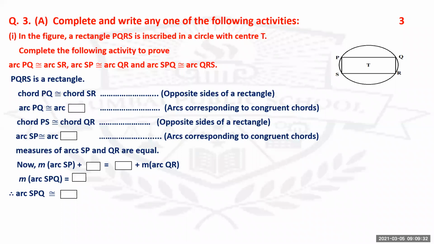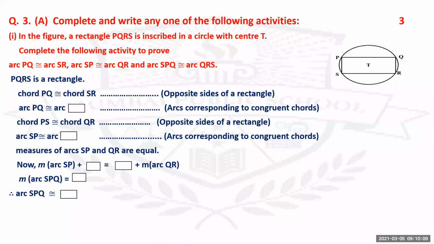So let's begin. Now, in the solution, they've given that PQRS is a rectangle. So as PQRS is the rectangle, we'll get chord PQ congruent to chord SR, and the reason is also given to you. It is the opposite sides of a rectangle. Next line, they have given that arc PQ is congruent to arc that you have to write. And the reason is given to you. Arcs corresponding to the congruent chords.